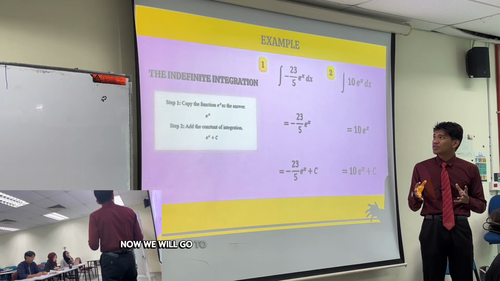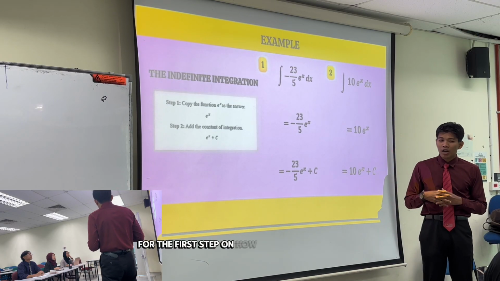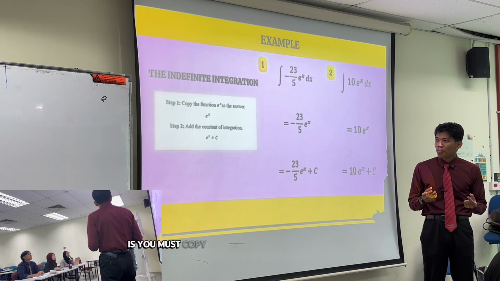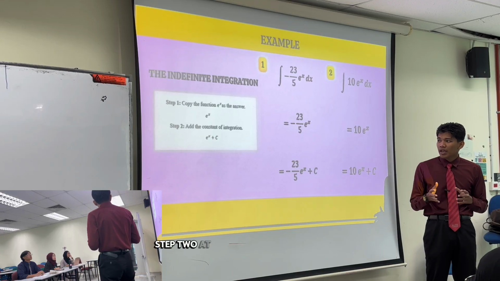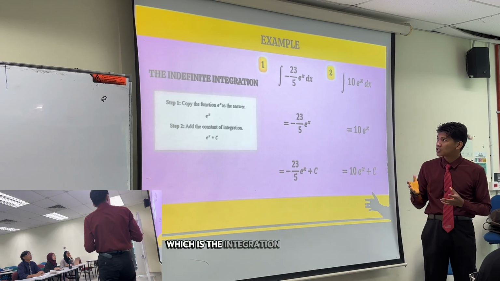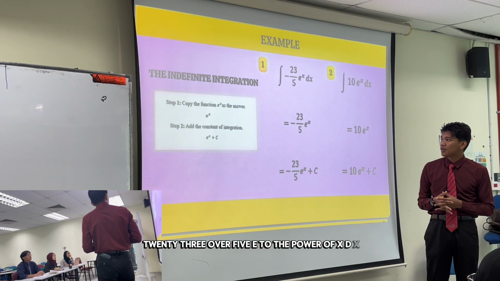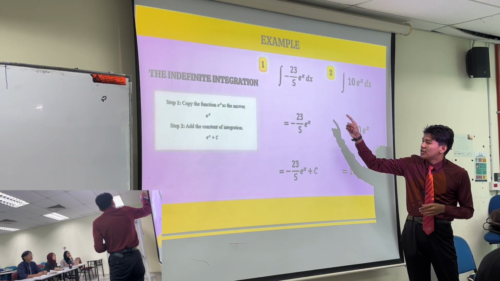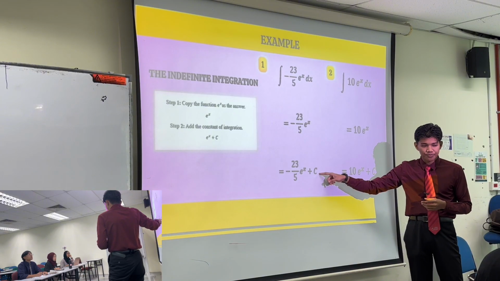Now, we will go to the example of indefinite integration. For the first step on how to solve this kind of question, you must copy the function e to the power of x as the answer. Step 2, add the constant of integration. Now we go to the first example, which is the integration of negative 23 over 5 e to the power of x dx. For the first step, just copy the original function, and at the end of the answer, you must add the constant c.